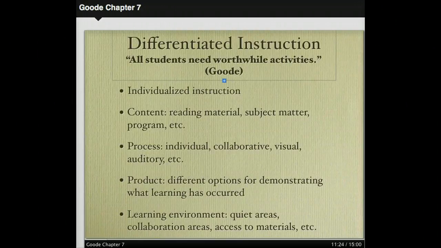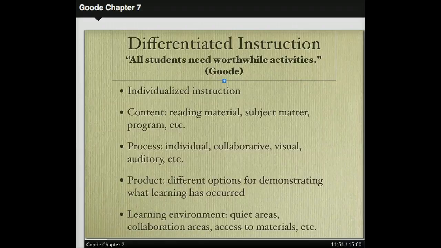Now we'll come to differentiated instruction, and we all know what differentiation is, or we've heard about differentiation, and we all are expected to differentiate in our class. And what I really like is that Good quotes, or came up with, all students need worthwhile activities. Often, for advanced students, differentiated instruction means more work, and for students who are less capable, it can sometimes be less work or letting them get away with not doing what they need to do in order to learn.